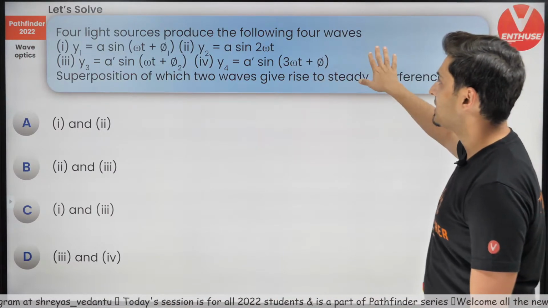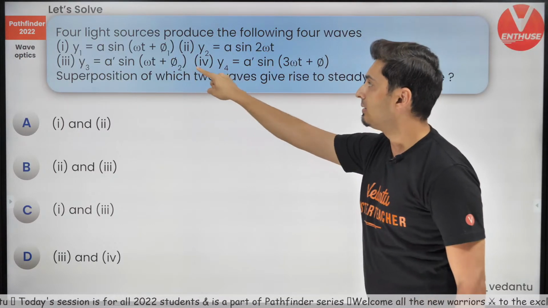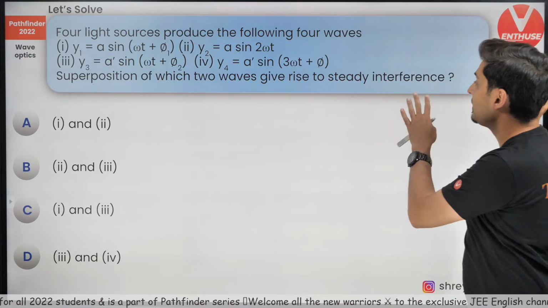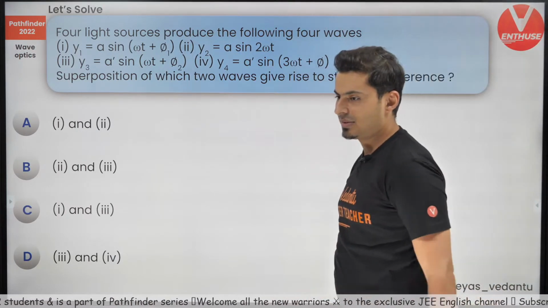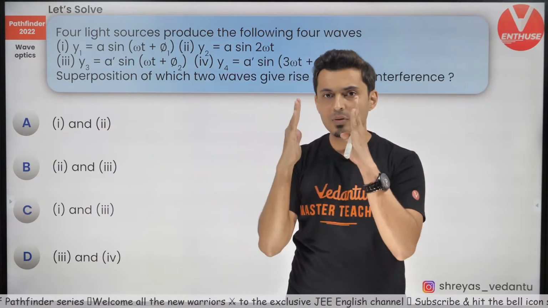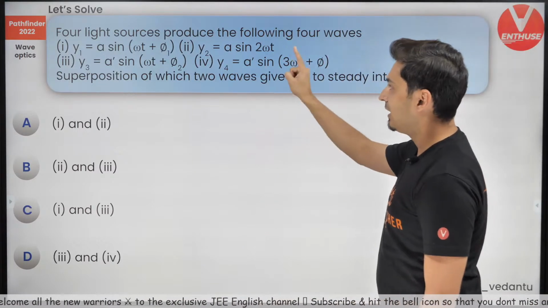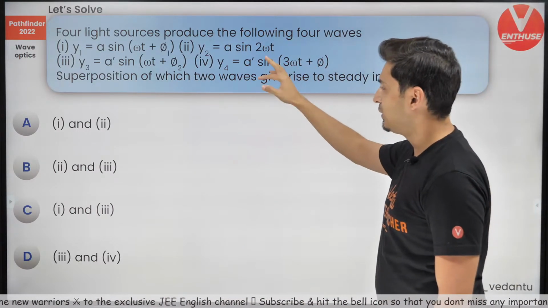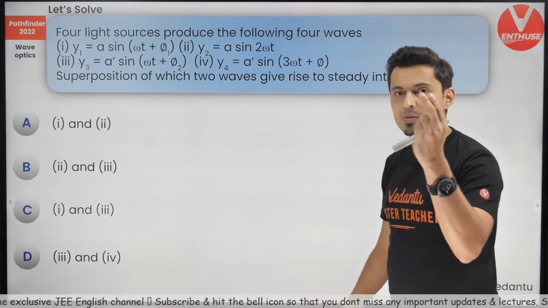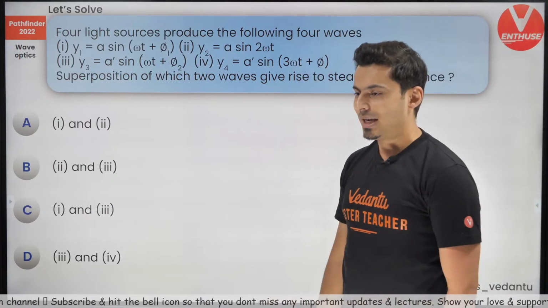So for light sources which produce the following 4 waves, 1, 2, 3 and 4, superposition of which 2 waves can give rise to steady interference? Which 2 waves do you think can combine together to give you a steady interference? Think about it carefully. 1 and 2, 1 and 3, 1 and 4, 4 and 2, 2 and 3, 2 and 4, I don't know. One of the pairs will give you a steady interference, as you might see.